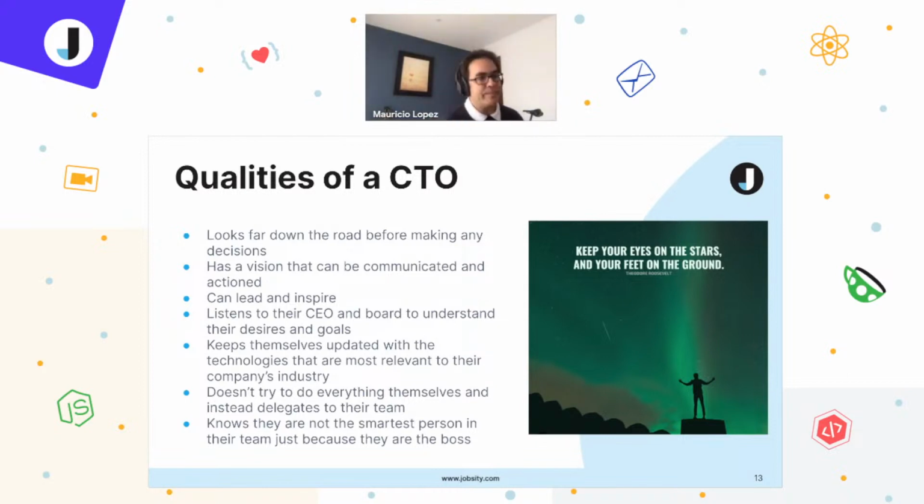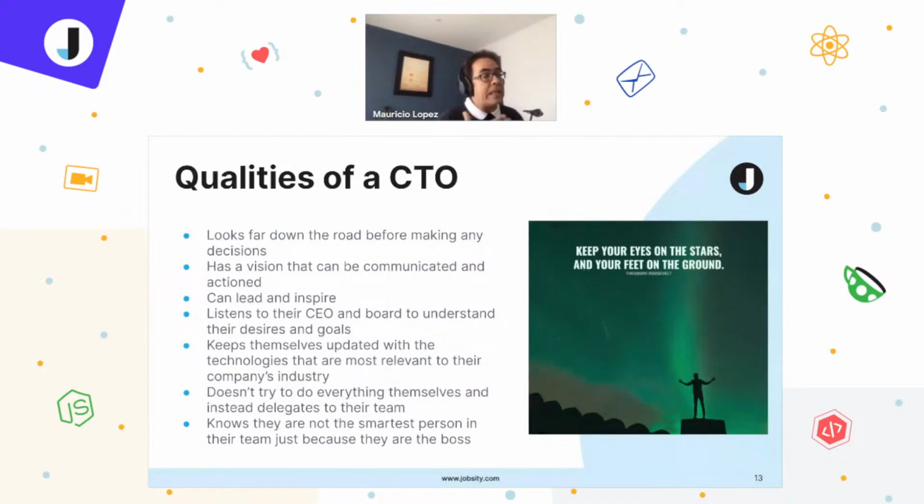Once again, let me mention LLM models, ChatGPT, Bard, whatever. We're suffering these transformations quickly, and I think quicker than other areas of companies. Okay, so it's really hard to see the horizon and also maintain what you have and produce value right now without forgetting what is coming. Okay, so one of the qualities of a good CTO is to look far down the road before making any decisions, and to have a vision that can be communicated and actioned.